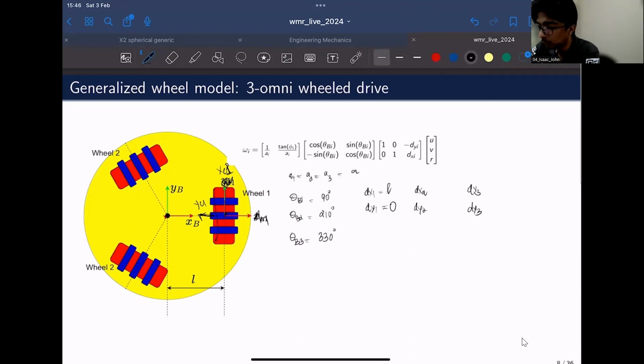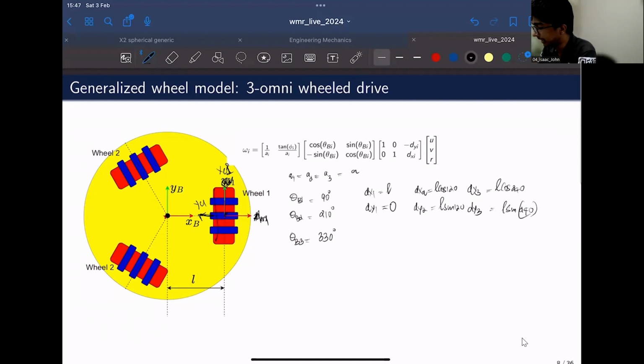And what about dx2? So as you know, x2 is at 120 degrees from the xb axis. And the radial distance between the center of the B frame and the C2 frame is L. So in that case, dx2 would be L cos 120. And similarly, dy2 would be L sine 120. And using similar reasoning, dx3 would be L cos 240. dy3 would be L sine 240.